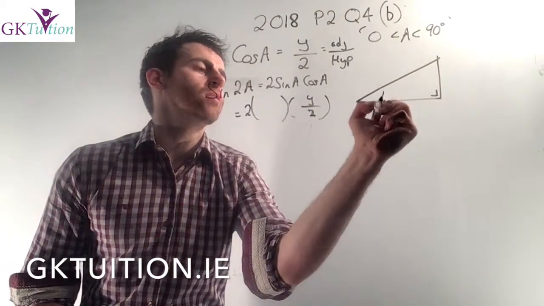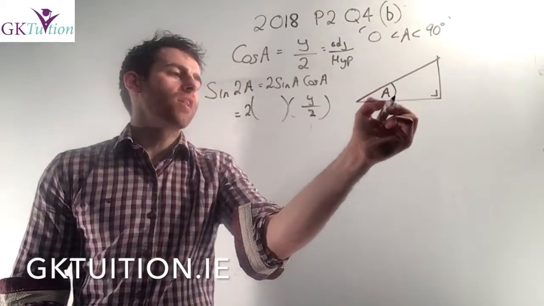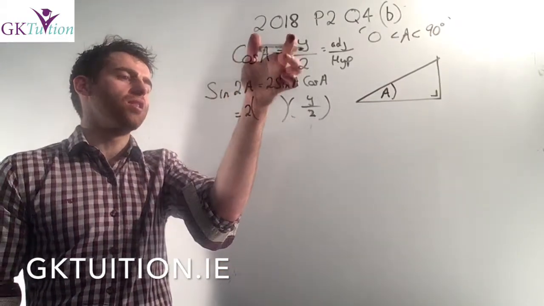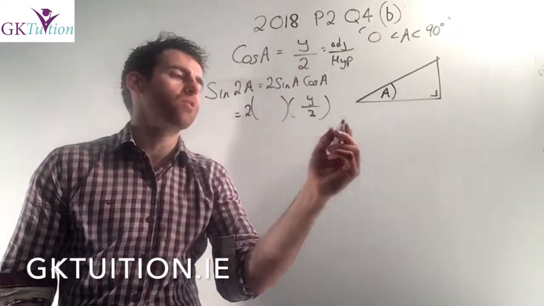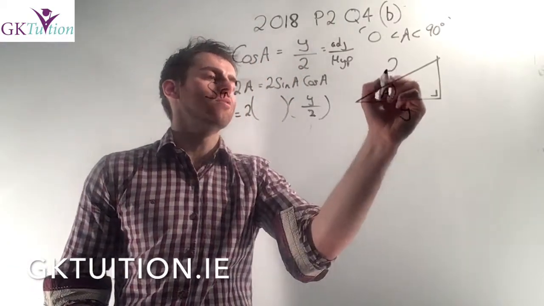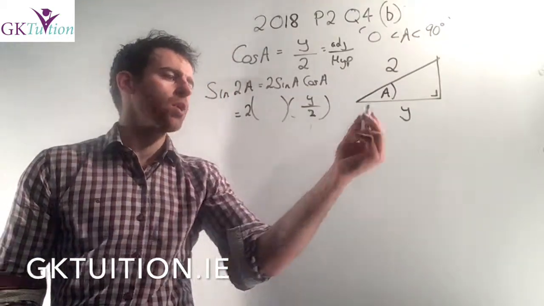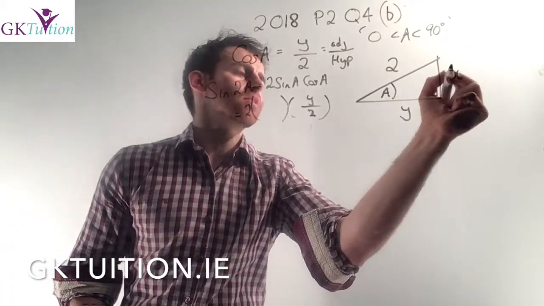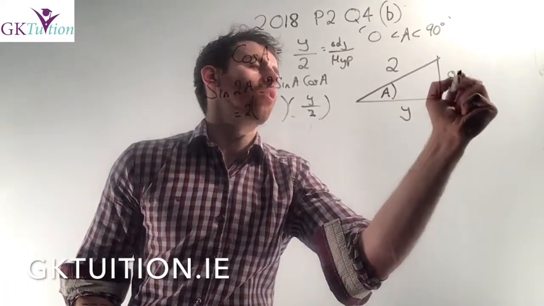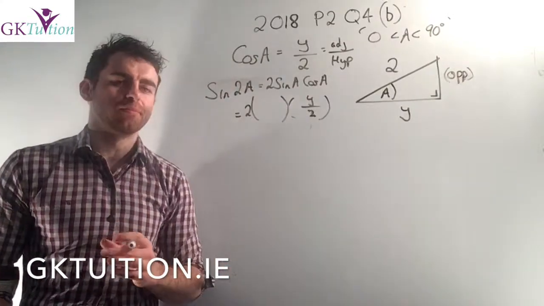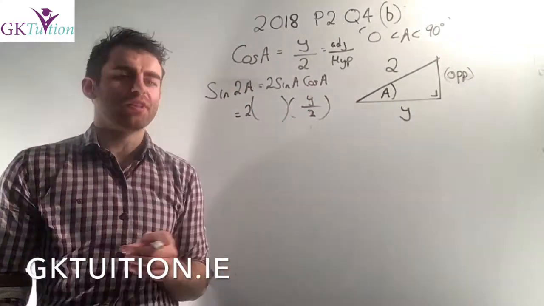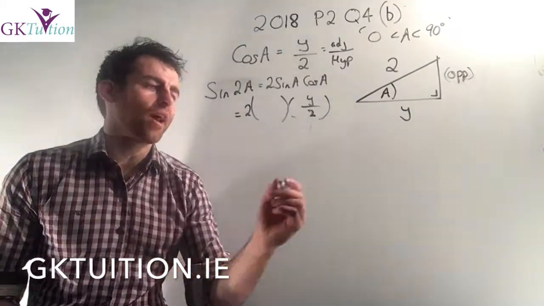So with that in mind, we can use our sketch. If I label that as my angle A, I know that in the context of this question the adjacent is y and the hypotenuse is 2. Clearly, the adjacent to the angle A is this side, and the hypotenuse is the one opposite the right angle. So I just need to work out the opposite. Let's call it O. In order to get the sine of A, I need the opposite over the hypotenuse.